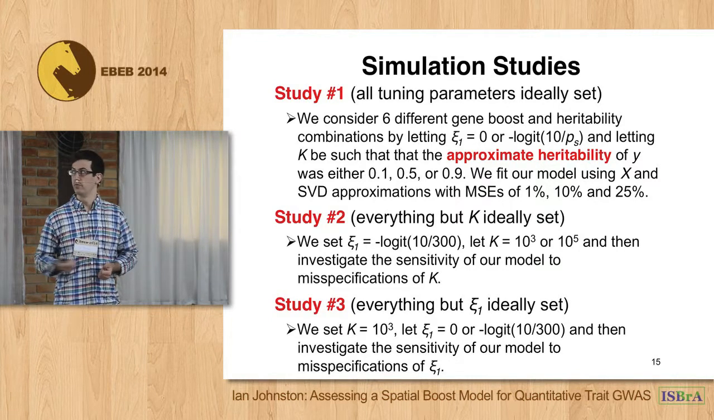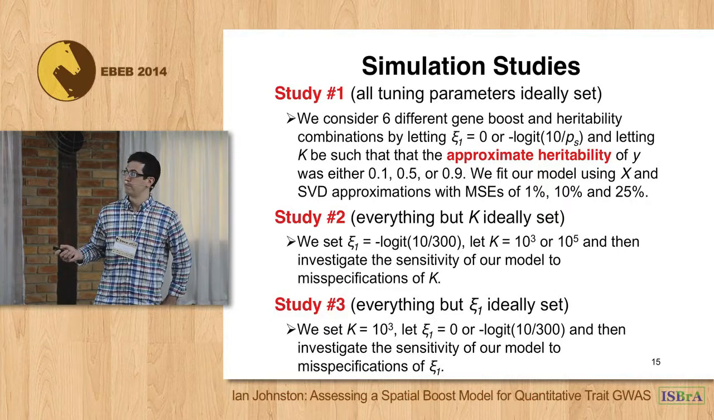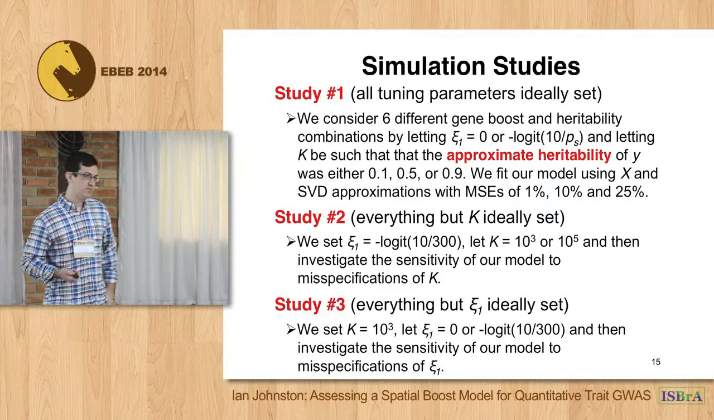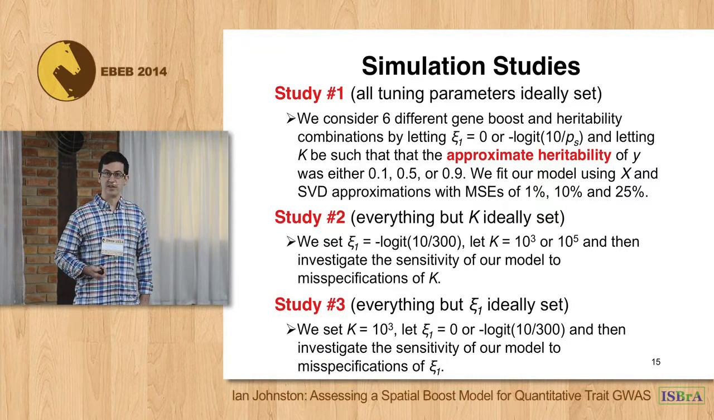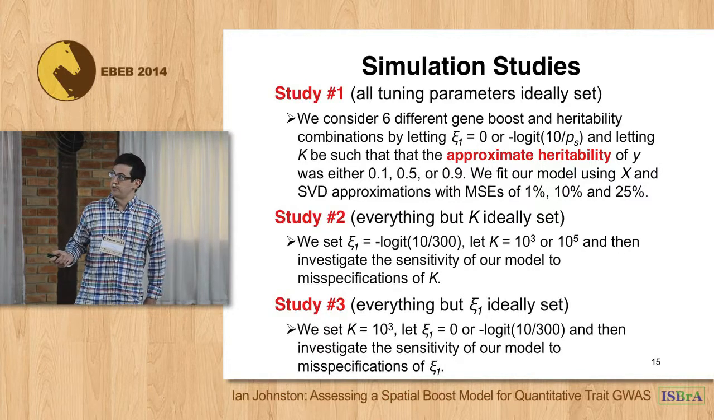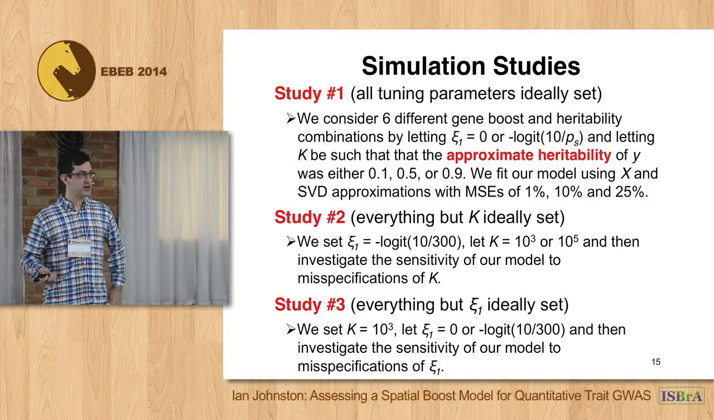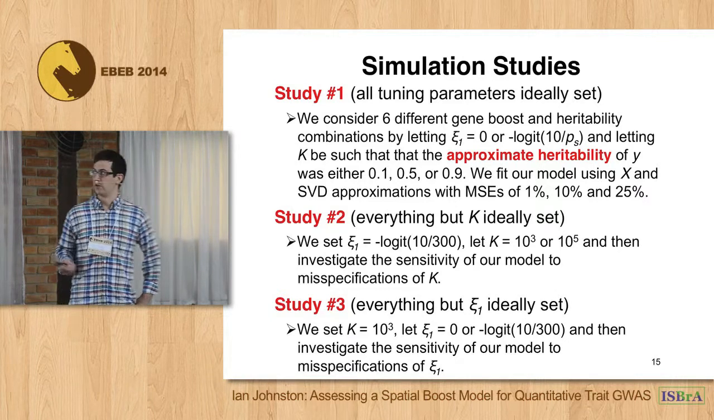So in particular, we consider 6 combinations. First, when there is no gene boost, and then when there is a gene boost. And then, we make a connection to the concept of heritability. The heritability of a trait is defined as the proportion of the variance of the trait that is explained by the variance in the genotypes, or these variants. So we have a way to choose kappa to control an approximate heritability of the trait Y. So we consider a low heritable trait, medium heritable trait, and a high heritable trait.